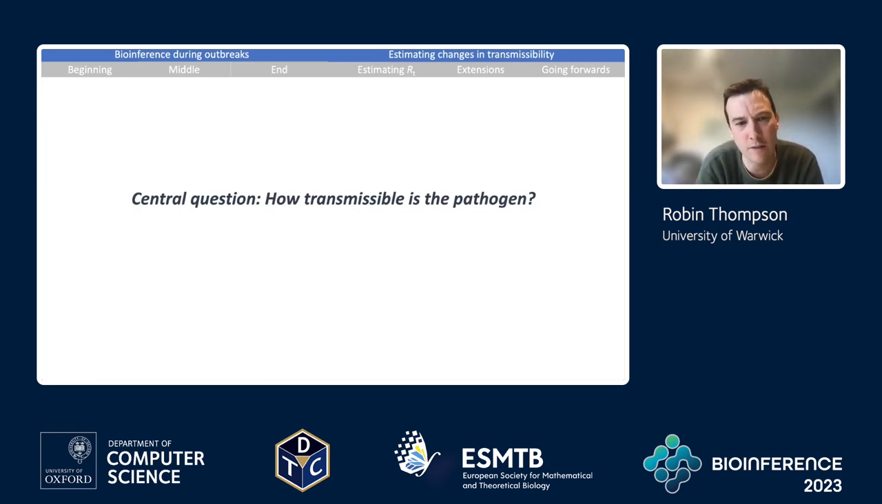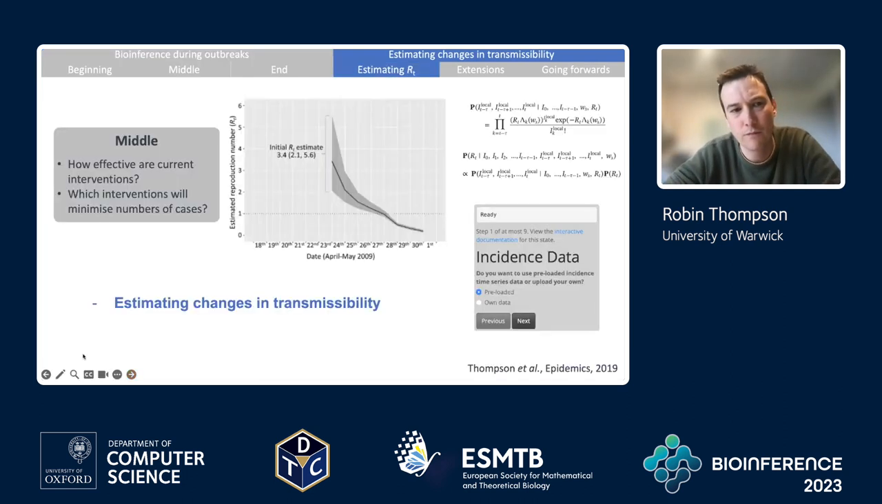So what I'm going to do now is turn to the second part of the talk. In particular, I'm going to focus on the question of how transmissible a pathogen is. The setting is that we've got data from an ongoing outbreak, and we want to say how transmissible the pathogen is. How is the pathogen spreading? Specifically, we're going to estimate the time varying reproduction number, which I will define formally in a moment.